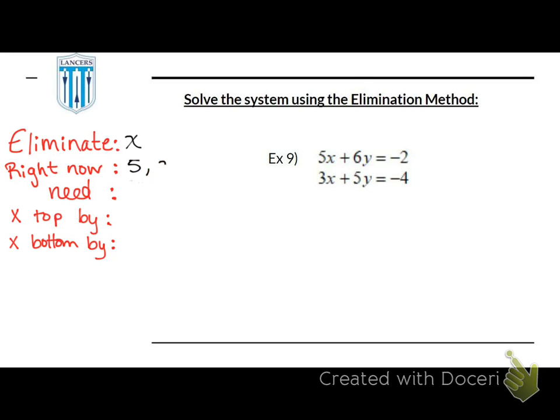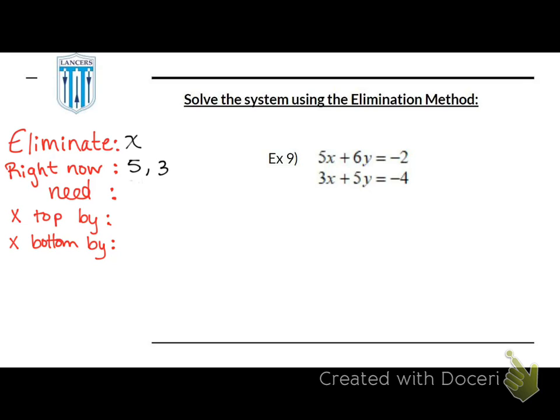5 and 3. We have to choose what we need or want them to be. This is where today gets a little trickier. We need an opposite pair. So we need one positive and one negative. We need them to be the same number. So we have to think about what number could we turn both 5 and 3 into by using some sort of multiplication.